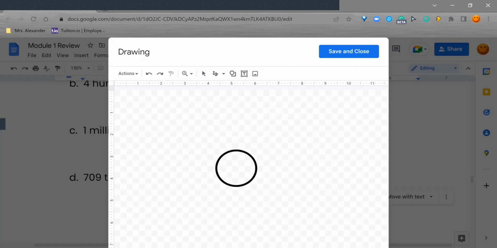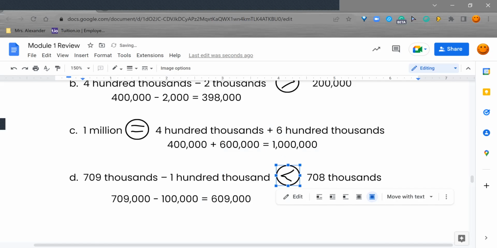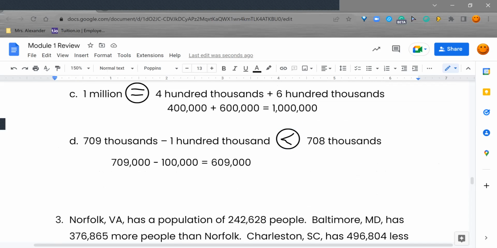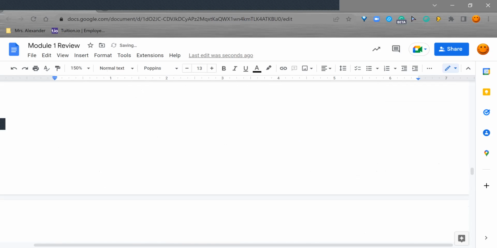So I'm going to quick do my less than sign, because now I'm going the opposite way. Oops, went too big. Save and close. Okay, so we're going to keep on moving, you guys. I'm going to move my little number 3 down.